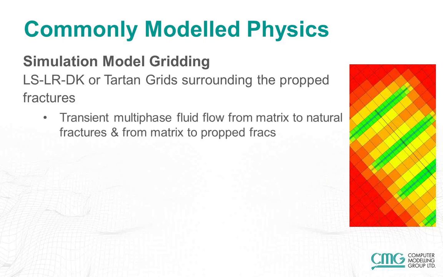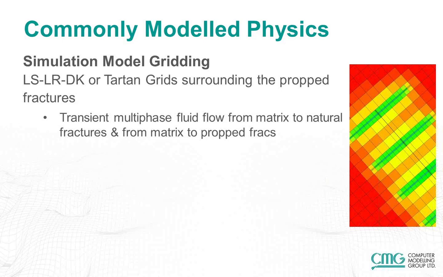so that we have small gridding near the fractures where we're going to have the largest pressure and saturation changes, but we can also have larger gridding away from the fractures where the velocities will be lower. So this allows us to accurately account for the transient flow behavior while still having reasonable simulation runtimes.